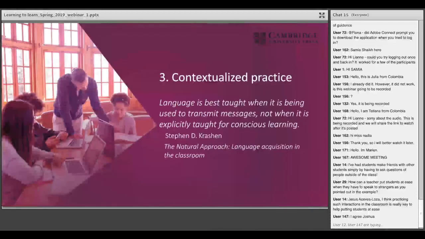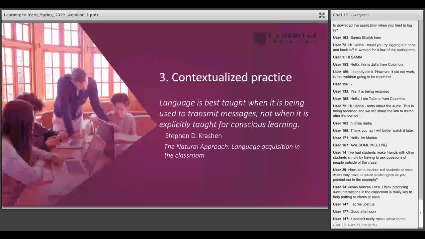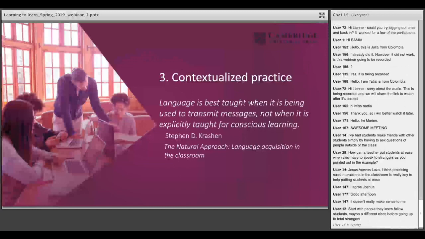And it's exactly the notion of context that we're going to look at next. And here we're going to give credit to Steve Krashen. A lot of people are unhappy with ideas from Krashen, but he also has some good ideas. So I think it's important to acknowledge what is good. And so here the point is, and I think this quote is really, really important: language is best taught when it's being used to transmit messages, not when it is explicitly taught for conscious learning.